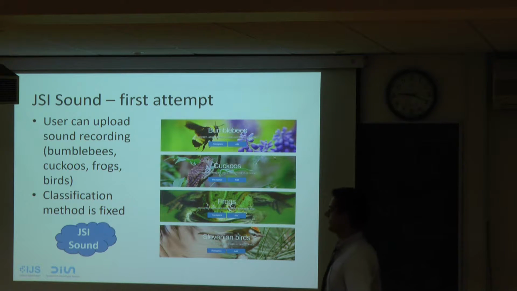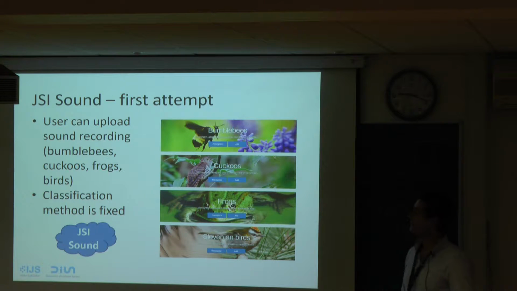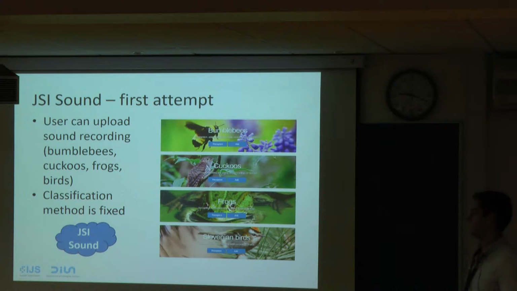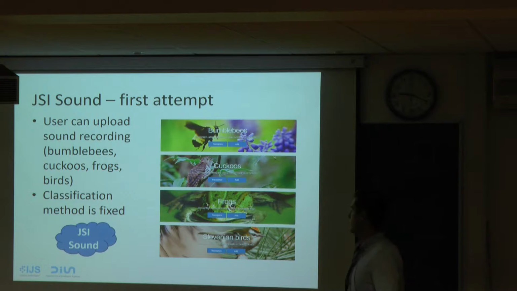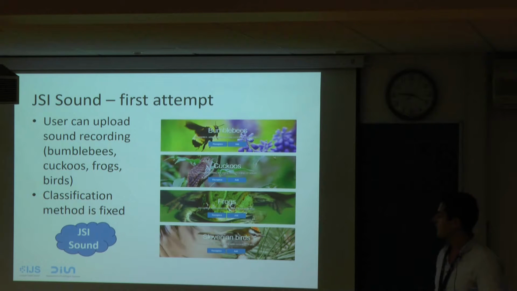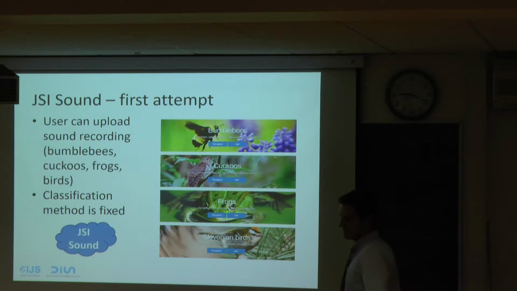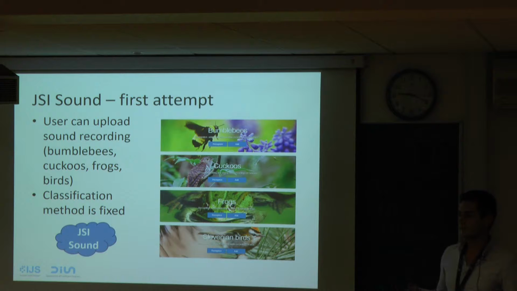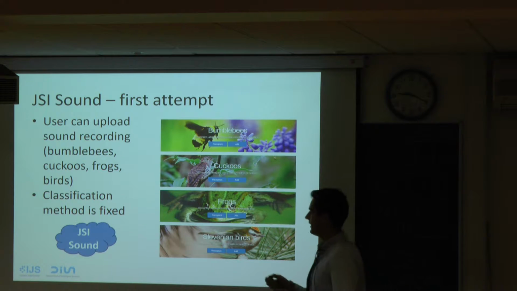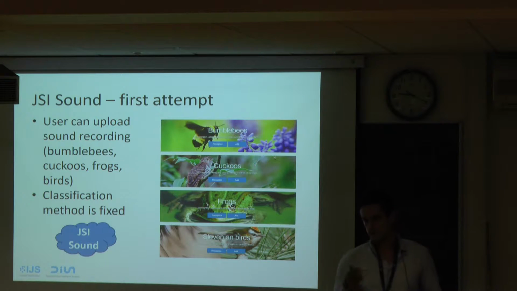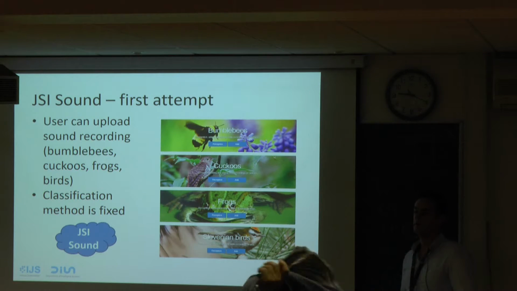JSON Sound started 3-4 years ago as a web platform where users can upload their recordings, for example, for bumblebees, cuckoos, frogs, and Slovenian birds, and the platform is able to provide a prediction about the type of the animal producing the sound. Now the problem here was, what if there are several people, experts in those fields, contacting us whether our system can recognize their type of animals. So, for example, now Jan, my colleague, is working on recognizing bats from sound.